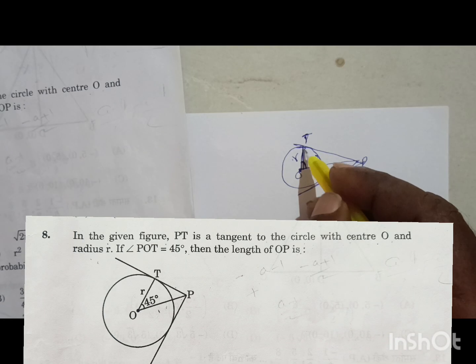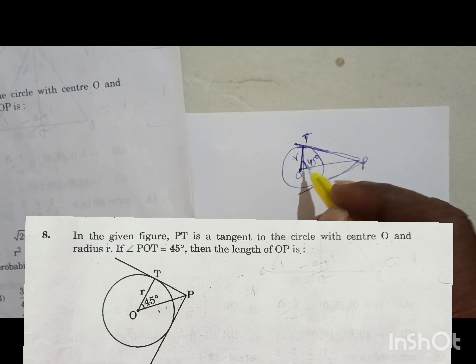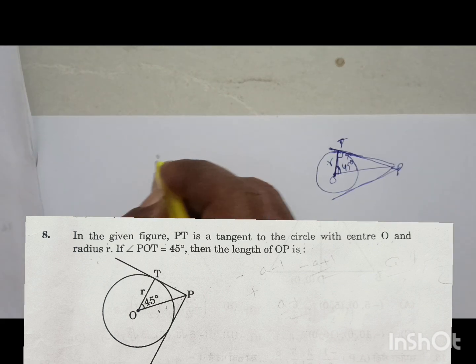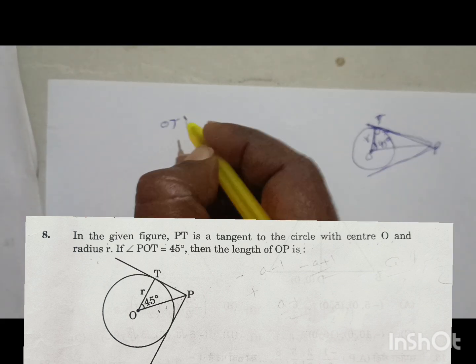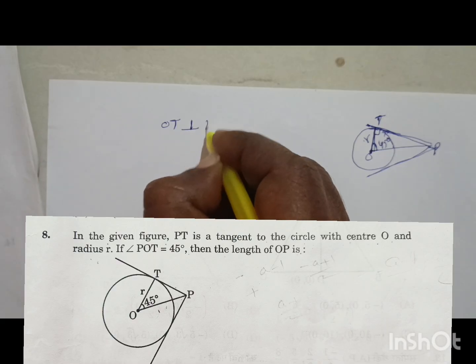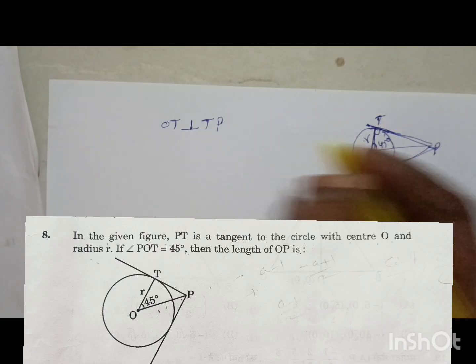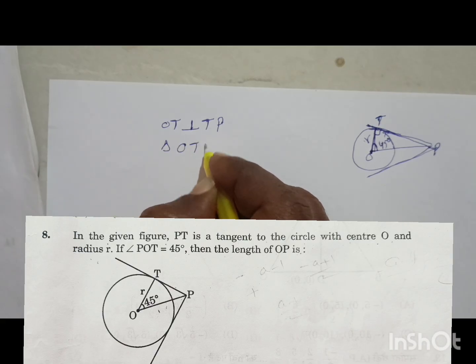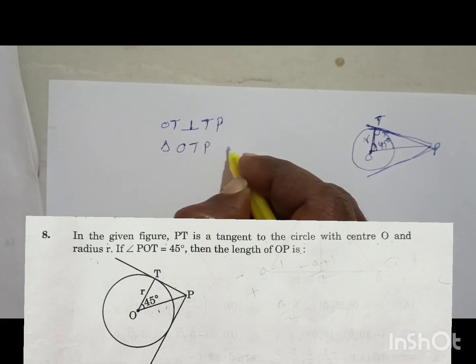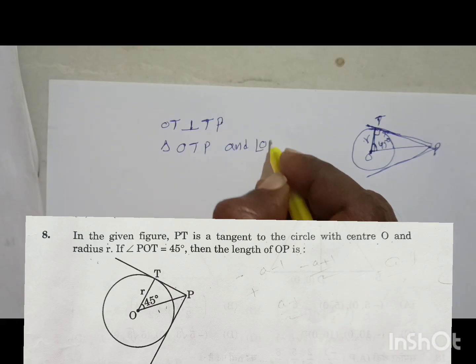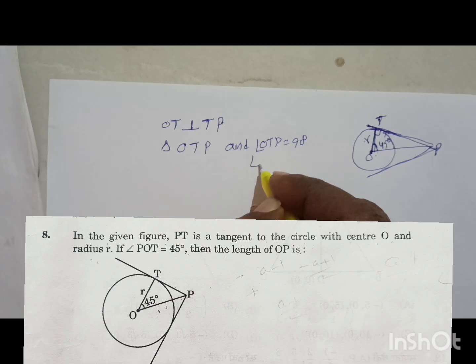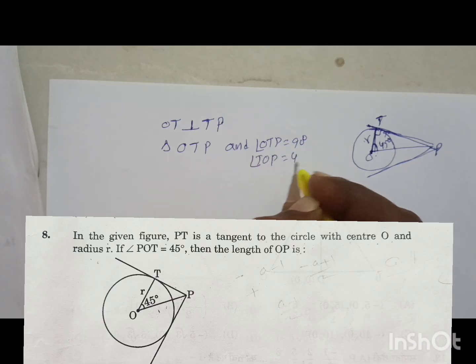Here we use one statement: the radius is always perpendicular to the tangent. TP is perpendicular to the radius, that means 90 degrees, so OT is perpendicular to TP. Therefore, triangle OTP is a right angle triangle, and angle OTP equals 90 degrees. And what is given here is angle TOP equals 45 degrees.